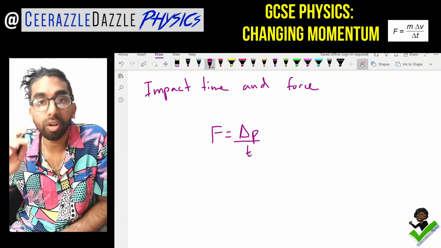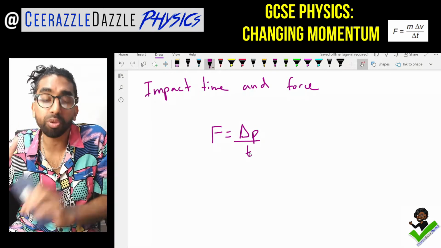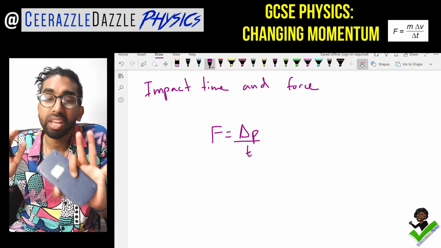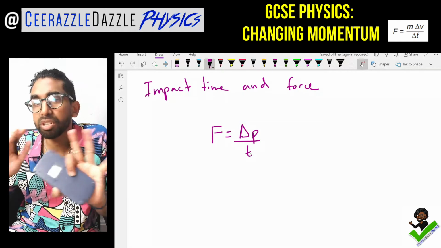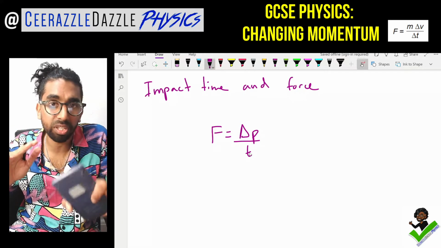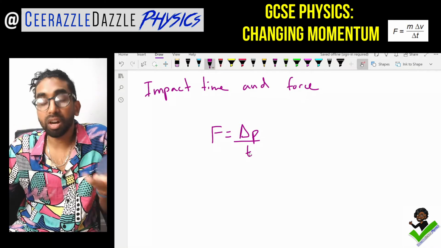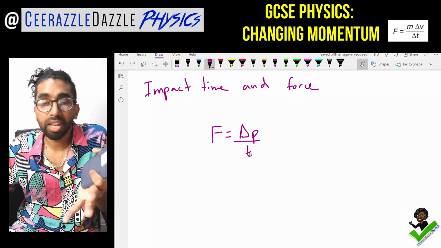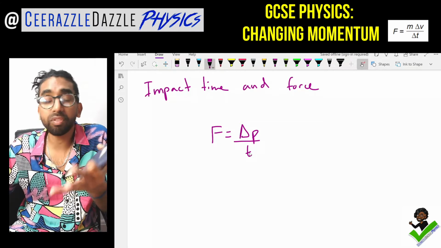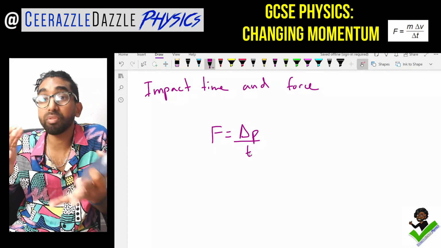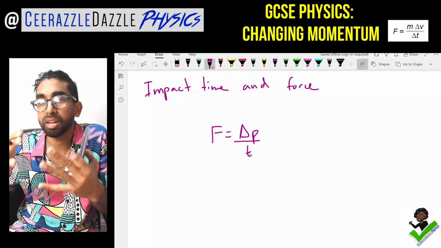Easy stuff here. Alright, so the next bit of this topic is going to be talking about impact, time, and force. And we're going to be using the equation F is equal to delta P divided by T to help us in this. So the key thing is this. Always visualize it in real life. Cars have loads of safety features. Most of those safety features obviously require something to happen in regards to the time, the impact time here.